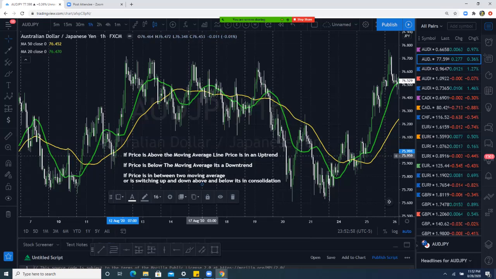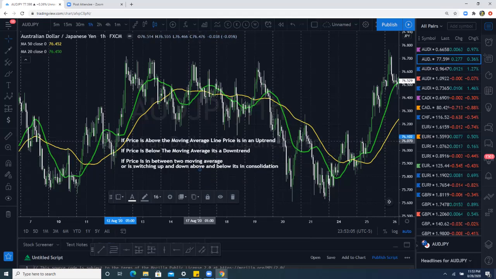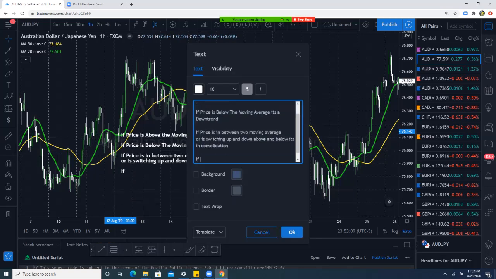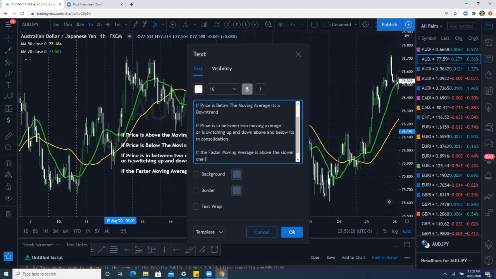If you're using two or more moving averages, then what you can use is another rule. If the faster moving average, the one that's going to have the least numbers, so in this case the faster moving average is the 20 moving average, is above the slower one, price is in an uptrend.